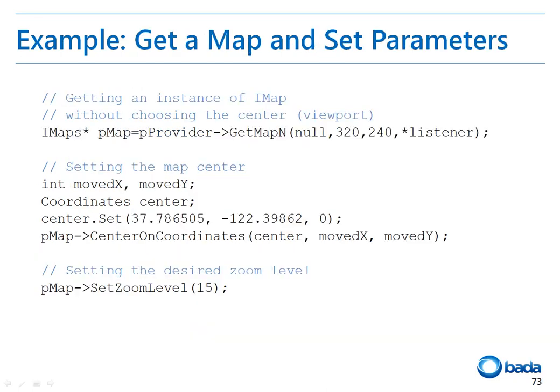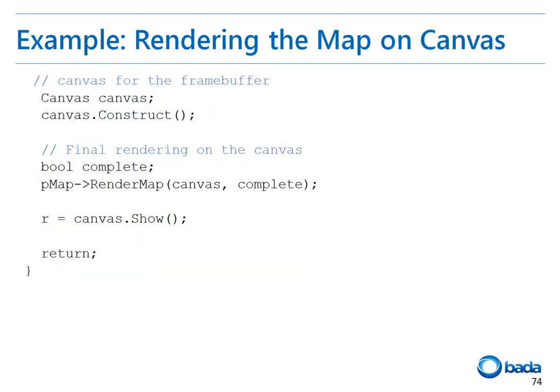As I received the iMaps interface from the service provider without specifying the center position, I then create and set the coordinates so that this position becomes the center of the map on the screen. Then I set the zoom level for the map. Finally, in order to draw this map, I have to create a canvas. This canvas corresponds to the frame buffer. Then, I call the renderMap function of the map to render the map on the canvas. If the show command of the canvas is called, the map is displayed in the frame buffer.